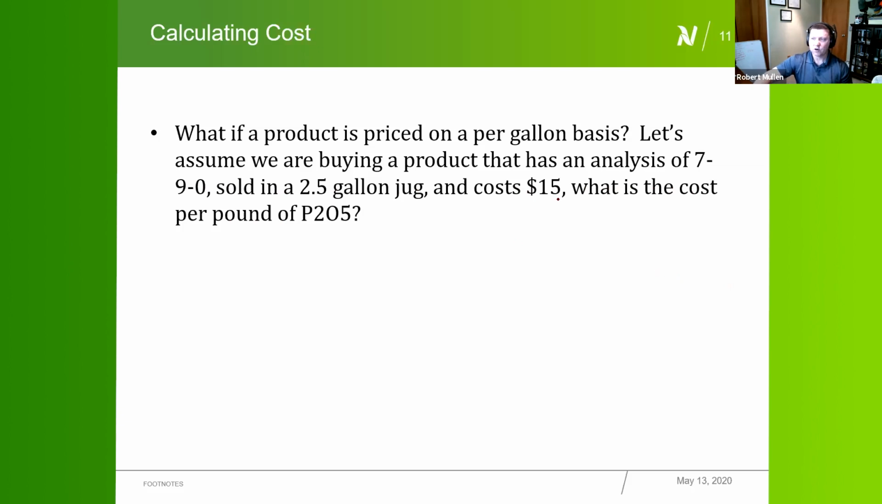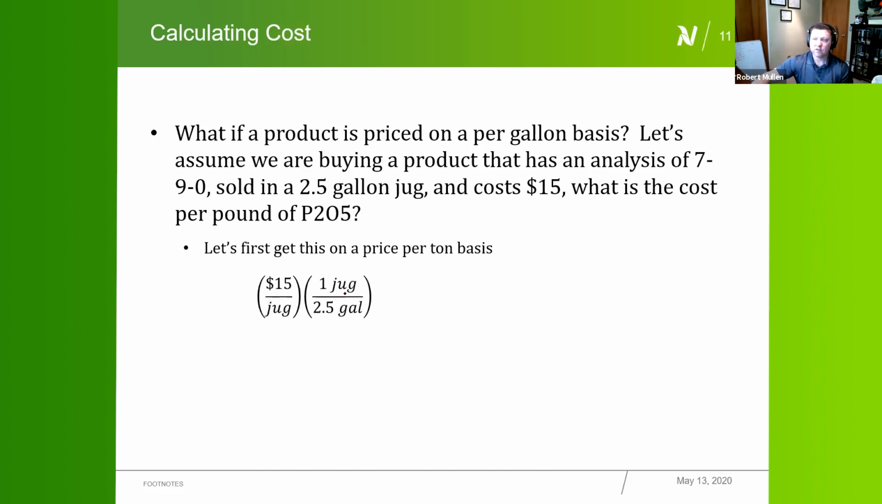Man, you read that as a word problem, you're like, man, that's really complicated. What did I say at the beginning? Start with what you know. I know that it's $15 per jug. So I know that for every jug, there's 2.5 gallons. So the jug goes away. I know from the specific gravity of this material, which should have been reported on the label, that it's 11.7 pounds per gallon.